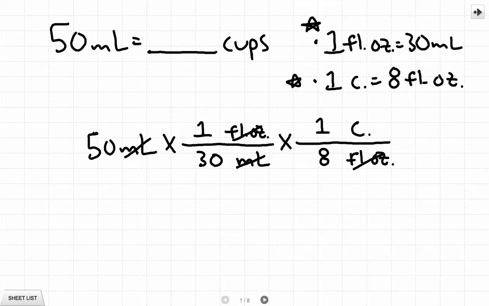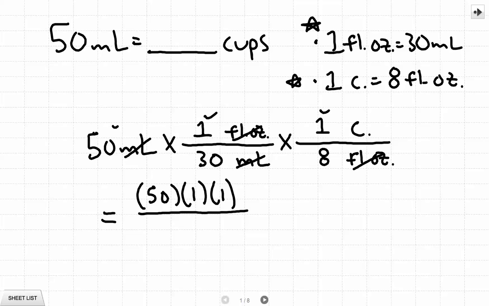Now everything else is just multiplication and division. So if we multiply all the numbers in our numerator, we have the 50, the 1, and the 1, which is just 50. But I'll write out 50 times 1 times 1. And in our denominator, we have the 30 and the 8. So we'll put 30 times 8. And all of that is cups.